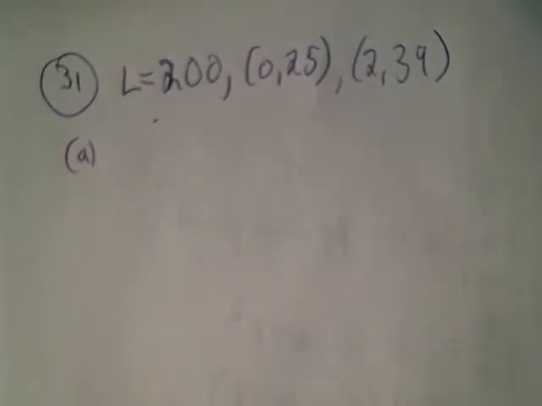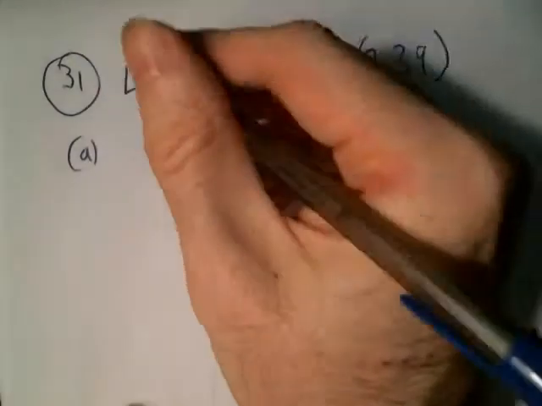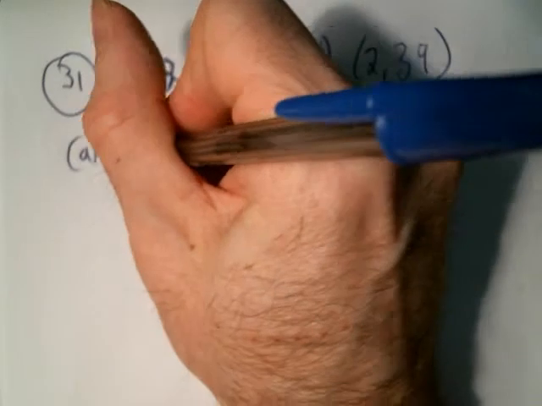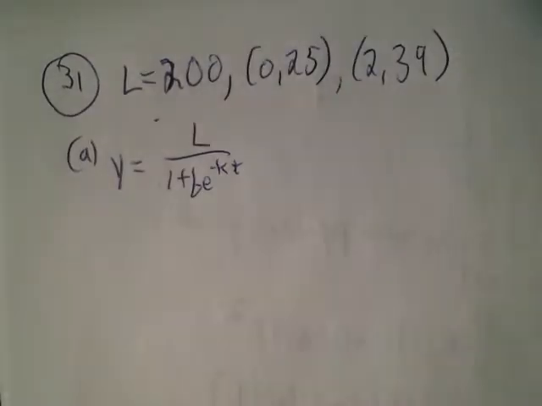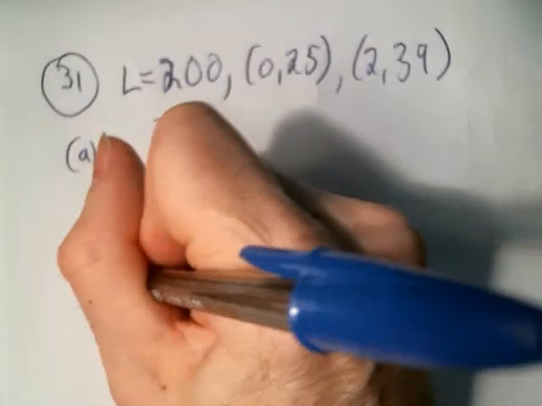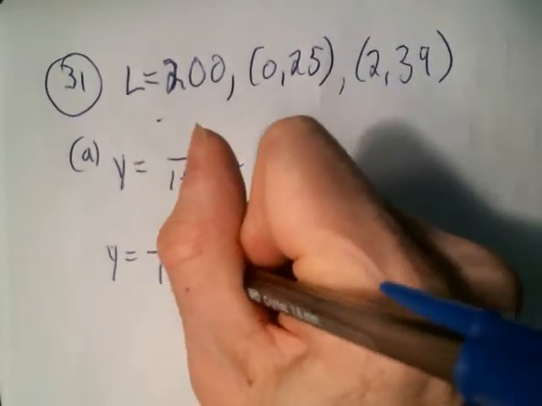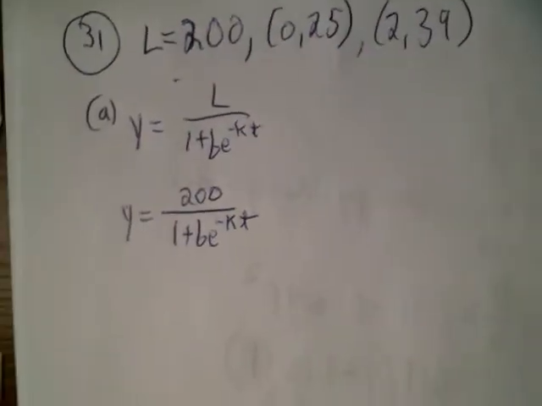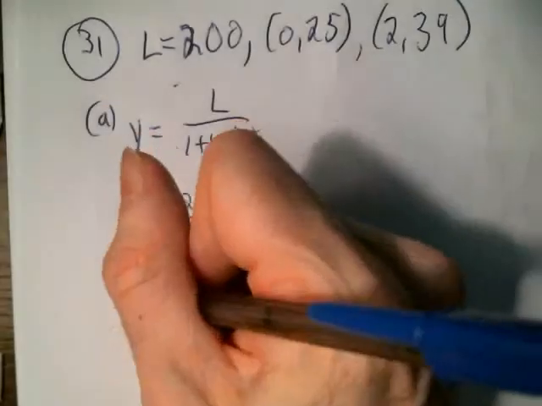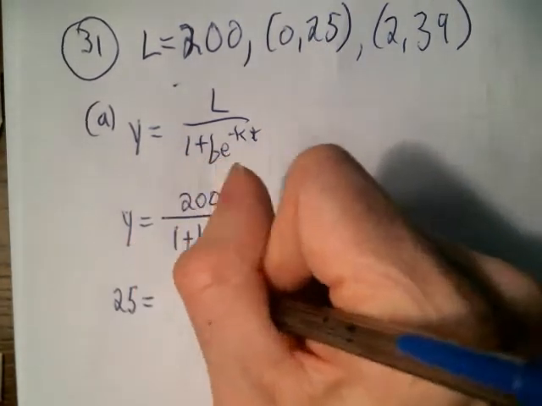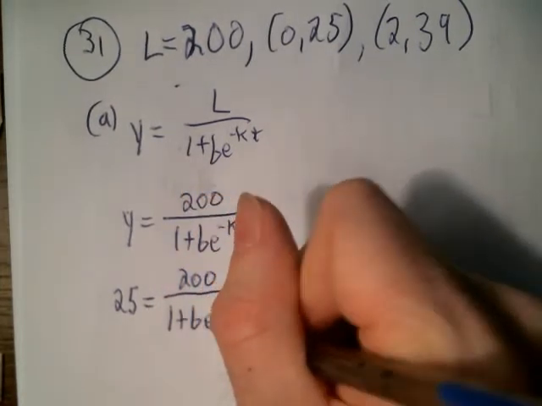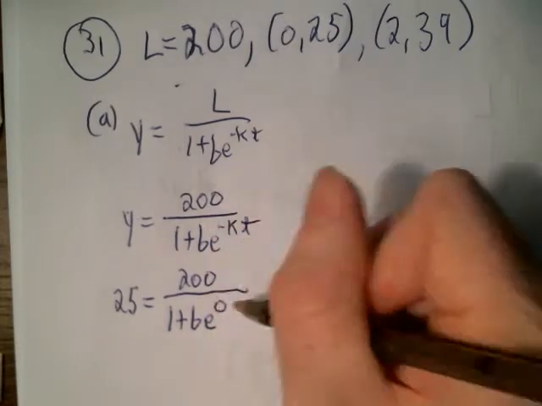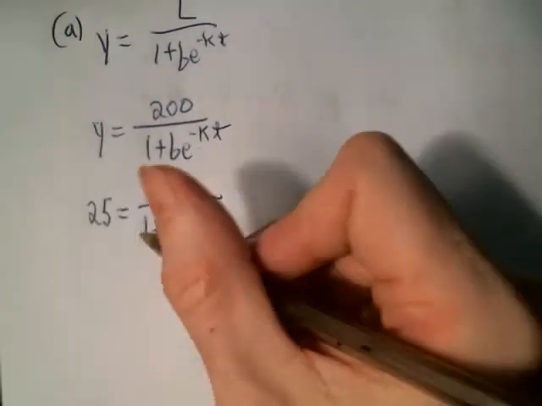Part A is just to get the logistic equation for this scary scenario, and our logistic equation will always have the form L over 1 plus B e to the negative kt, and so we know L. Then we just chase down the unknown variables using the given information. So first use 0, 25. So 25 zombies in the beginning. We don't know how that happened. Maybe a scientist was experimenting on 25 soldiers or something and injected them with some weird virus, and now we have 25 zombies, right?